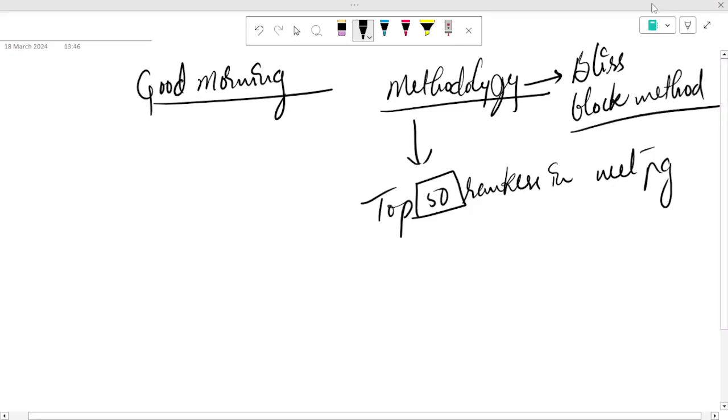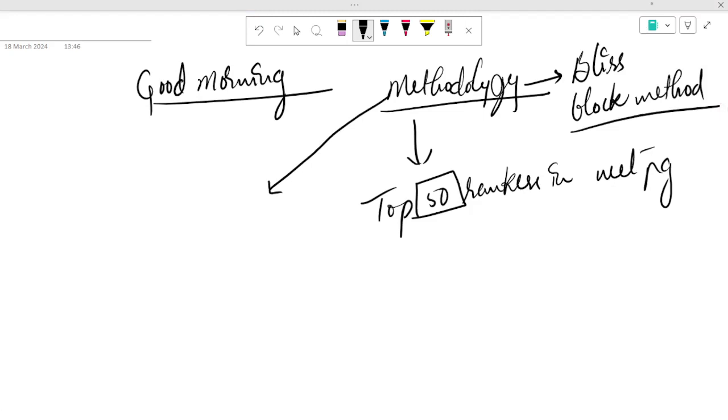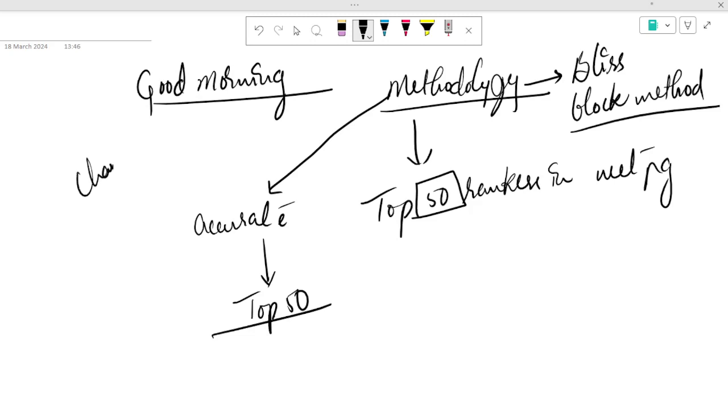Most of the toppers don't know this, but this is one of the most controversial, most secret, and most accurate methods which will rush you towards the top 50 ranks. Most toppers will not reveal this method. Someone will call it a chain method, someone a blocker method, someone a tram method, but the famous one is the Bliss block method. So what is this method?